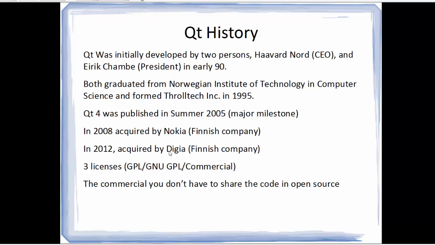Now Qt has three licenses. One is GPL, second is GNU GPL, and third one is commercial. So Qt is an open source framework if you want to develop an open source application whose source is free and open source online, right? But it also has the commercial version of Qt. So if you want to make a private application, then you can use the commercial version of Qt. And if you are using the commercial version, you don't have to share your code in open source.